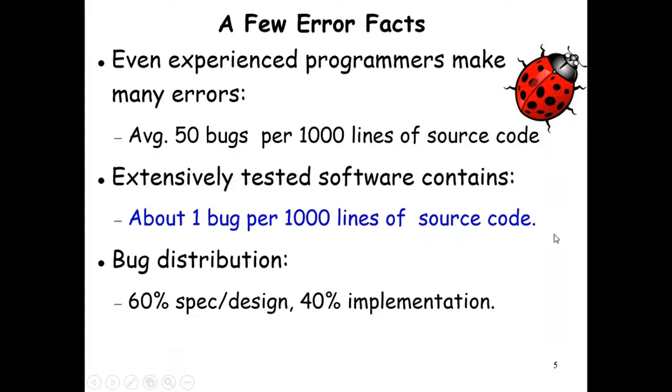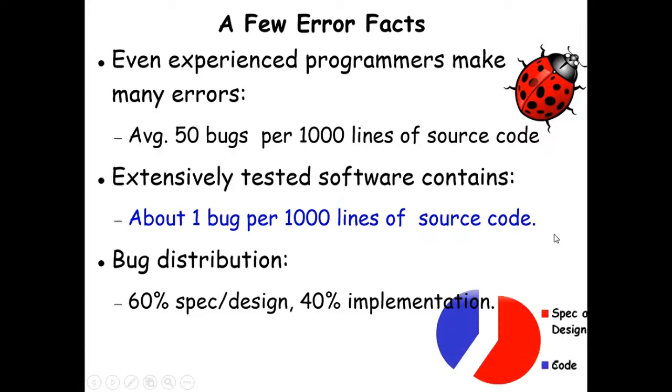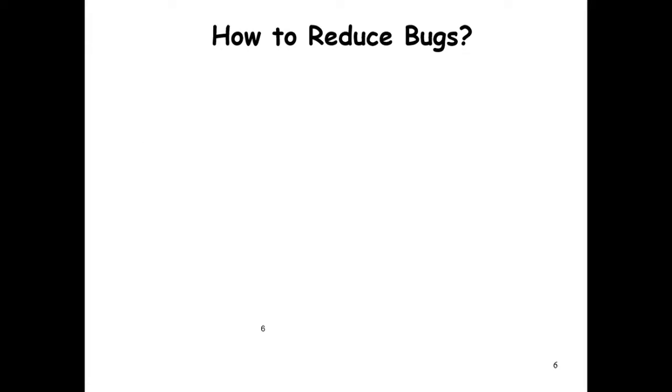Where does this bug or fault present itself? 60% of the defects or bugs are present in the specification and design part, and 40% of the bugs are present in the implementation part. How can we reduce the bugs? Of course, through the testing phase; we have some different methods to reduce bugs.